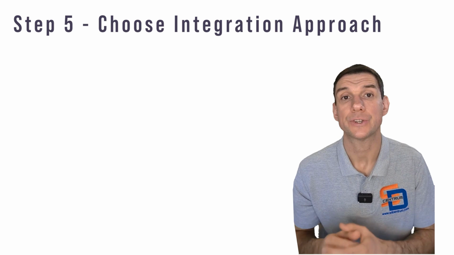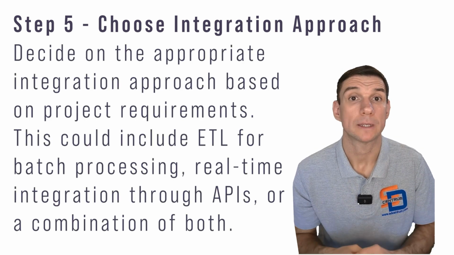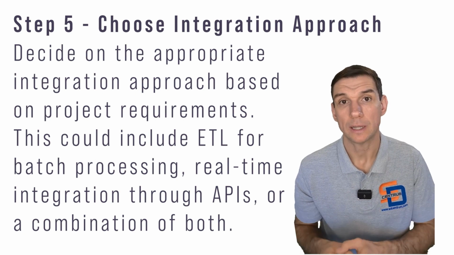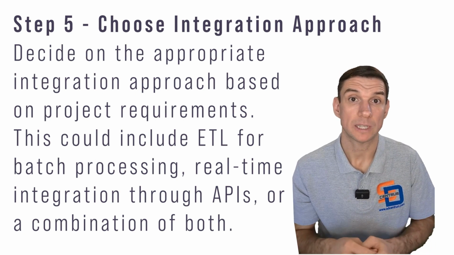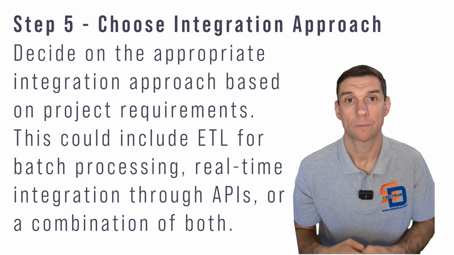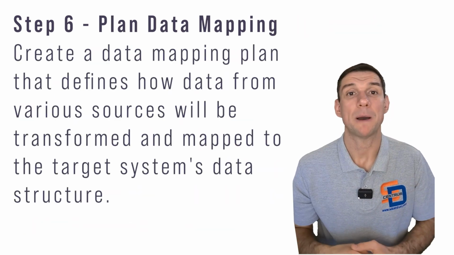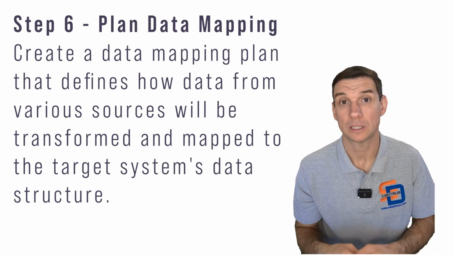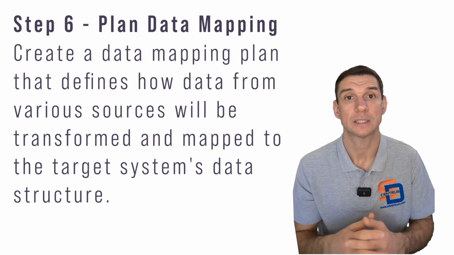Then, choose the integration approach. Decide on the appropriate integration approach based on the project requirements. This could include ETL, extract, transform, and load, for batch processing, real-time integration through APIs, or a combination of both. Plan data mapping. Create a data mapping plan that defines how data from various systems will be transformed and mapped to the target system's data structure.